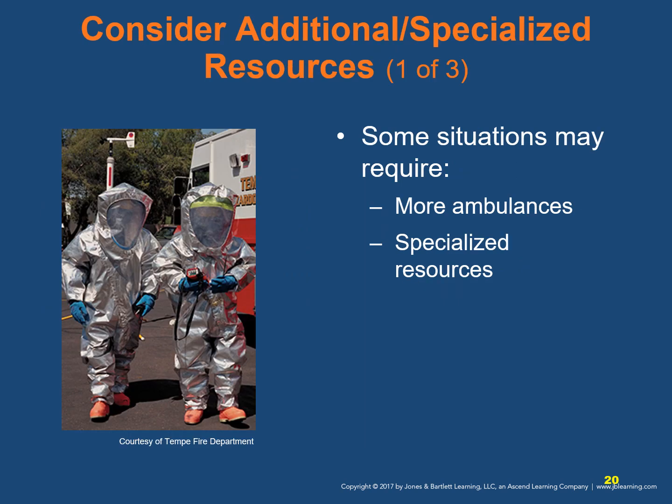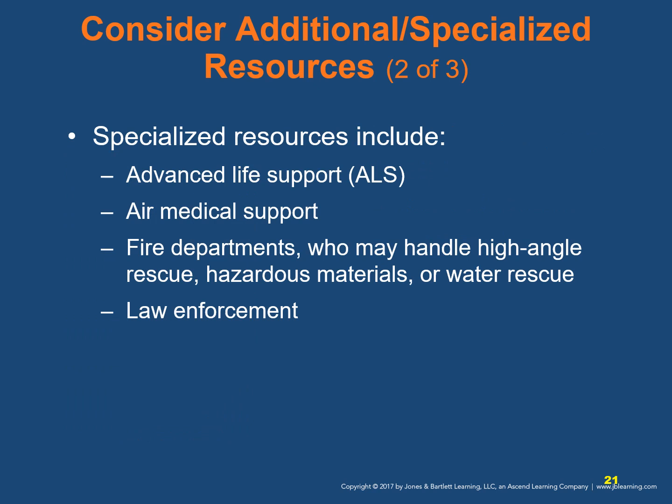Consider additional or specialized resources. Some situations may require more ambulances and specialized resources. Specialized resources include advanced life support, ALS, air medical support, fire departments who may handle hazardous materials management, technical rescue services, including complex extrication from motor vehicle crashes, wilderness search and rescue, high-angle rope rescue, or water rescue. Law enforcement personnel may be needed to assist with traffic or scene control and should be first to enter crime scenes and hostile environments.